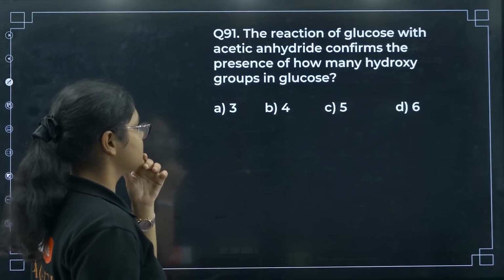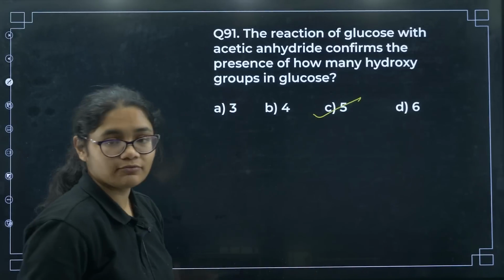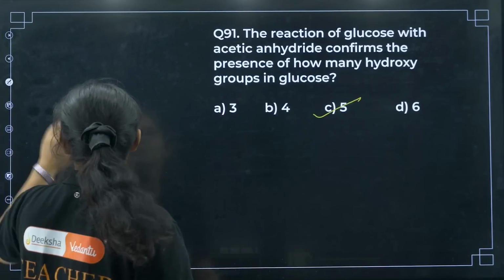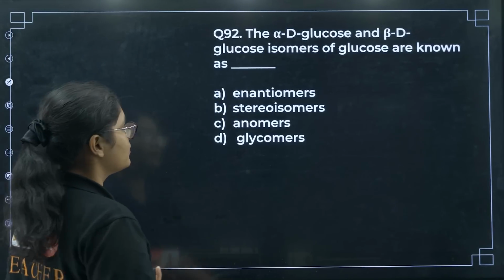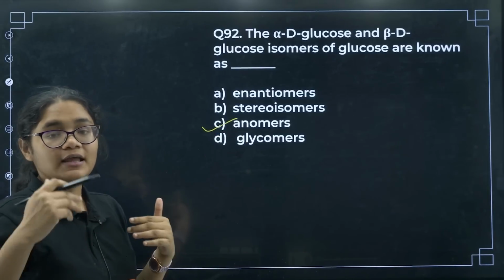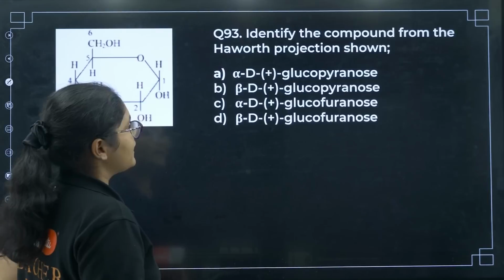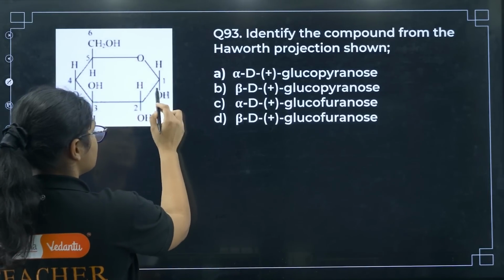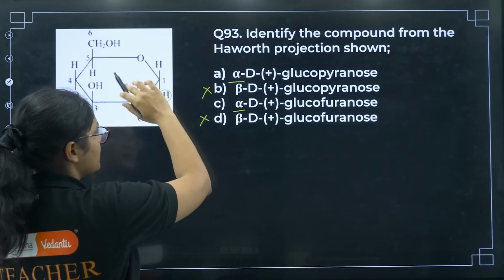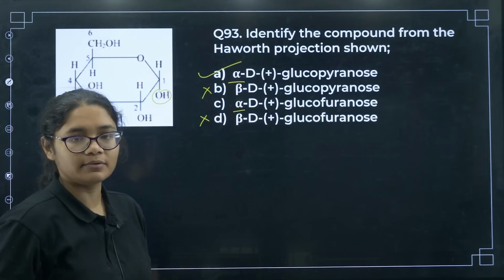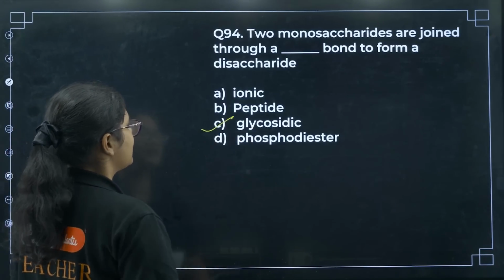Next, moving to the biomolecules chapter, the reaction of glucose with acetic anhydride confirms the presence of 5 OH groups because a pentaacetate is formed here. The alpha D glucose and beta D glucose isomers of glucose are known as anomers because they differ in the position of only one carbon, number 1. Next, identify the compound from the Haworth projection. You can see here it is alpha, so eliminate these two, and this is a hexagonal structure, so it is pyrano, so option number A here.